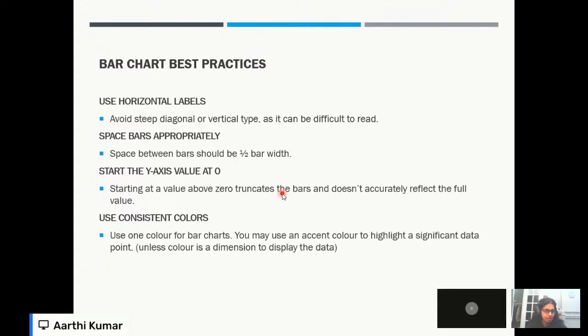Then use consistent colors. Use one color for all bar charts unless you're using the stacked bar chart. You may use an accent color to highlight a significant data point, unless color is a dimension to display the data, like I said in the stacked bar chart. And order data appropriately. You can either order it alphabetically, sequentially, or take the value column, the measure column, to sort it in descending or ascending order.